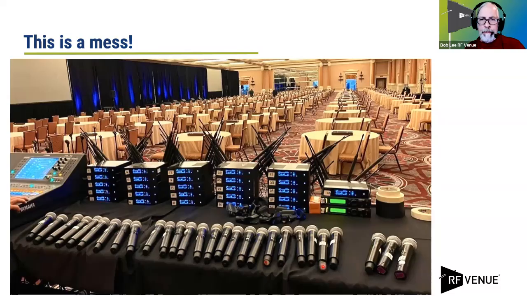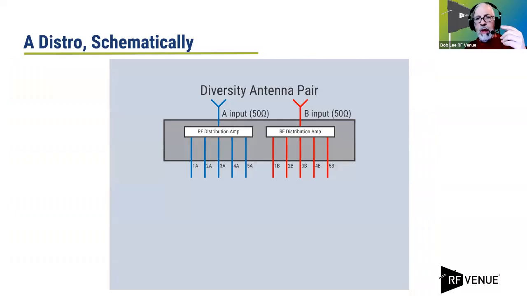So, let's get into how a distro works. This is sort of a simple schematic of how a distro works. So you take a diversity antenna pair, and we call it A and B. You can call it anything else you want. And each one has a distribution amp that splits up that signal and feeds it out to the receivers, almost said channels, but I caught myself.